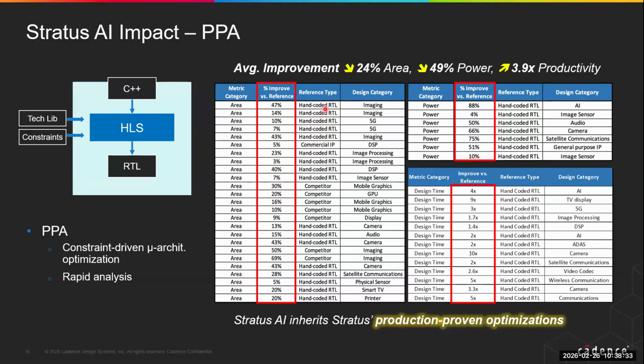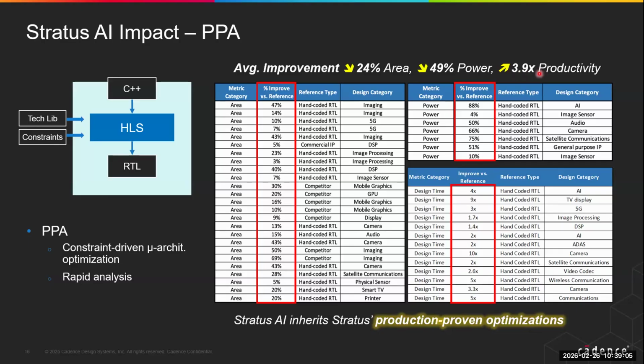In some cases, we're competing against hand-coded RTL. Here's a case we're competing against a commercial IP that the customer was looking at adopting. In other cases, we're competing against competitive high-level synthesis solutions. But when we aggregate all of these results, what you see is Stratus delivers excellent PPA. On average, we can reduce our customer's area by 24%. We can reduce power by close to 50%, and the productivity is 4x.